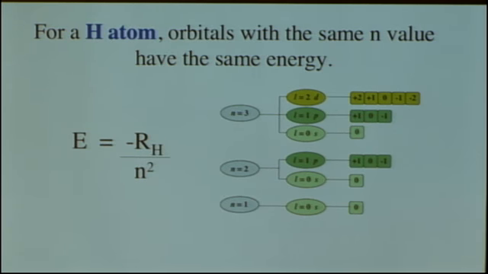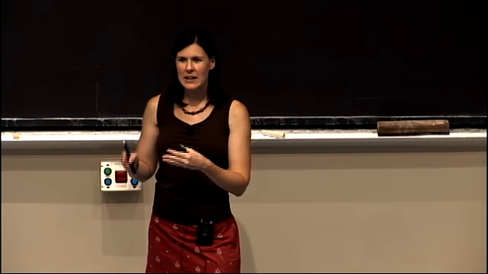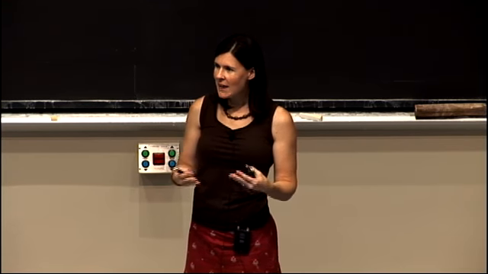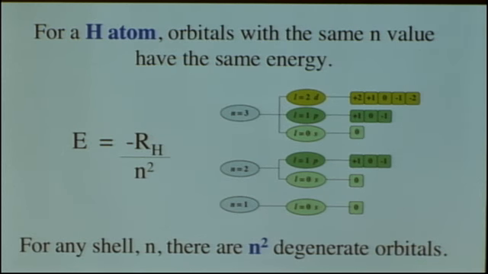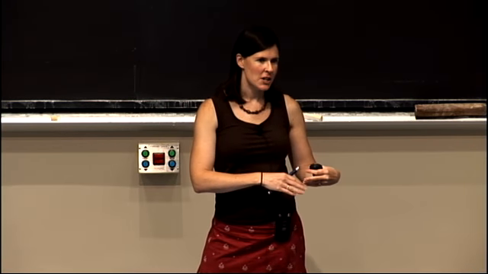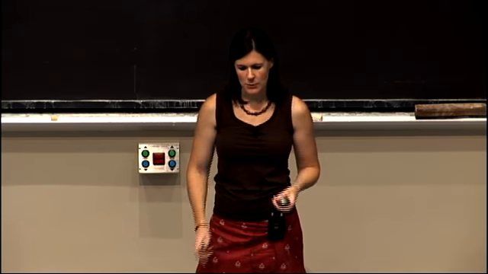And we can generalize to figure out, based on any principal quantum number n, how many orbitals we have of the same energy. And what we can say is that for any shell n, there are n squared degenerate orbitals. And the word degenerate simply means same energy. So you have n squared orbitals that are of equal energy when they're degenerate.